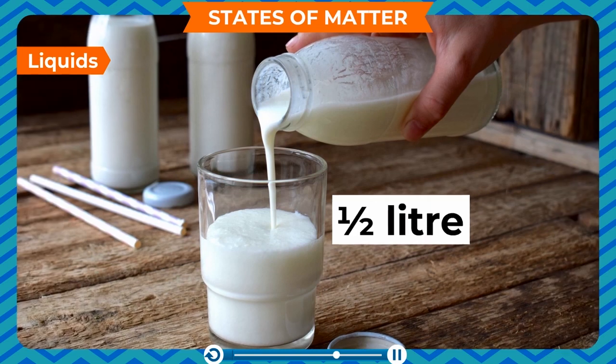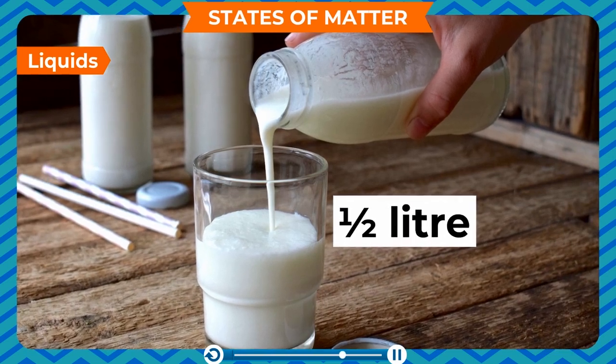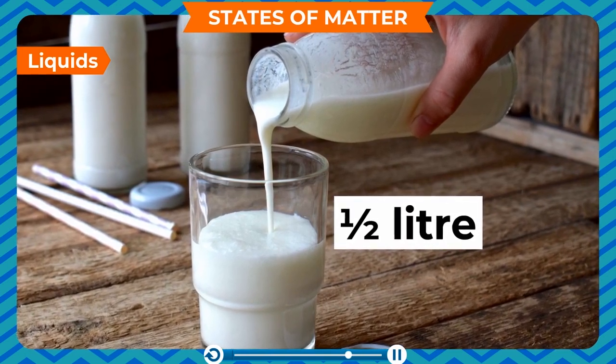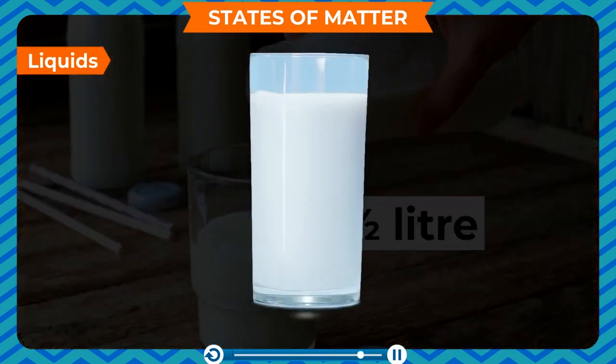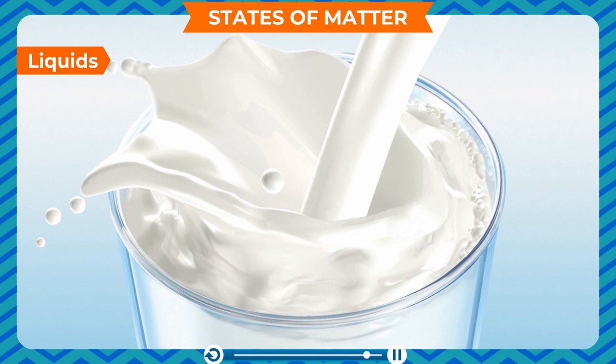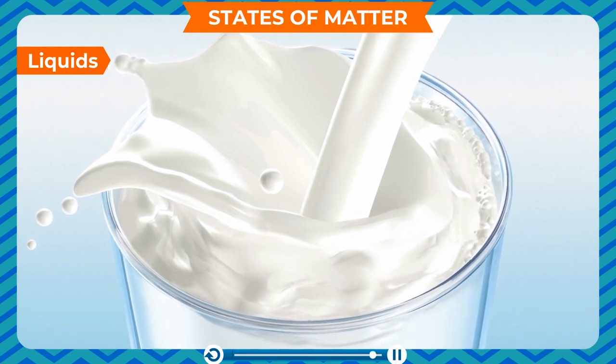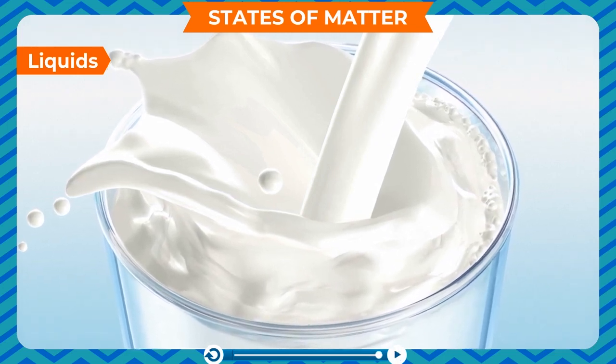So, if you have half a liter of milk, it will be half a liter whether it is in a bottle, in a packet, or in a glass. Liquids can flow easily and take the shape of the container in which they are poured.